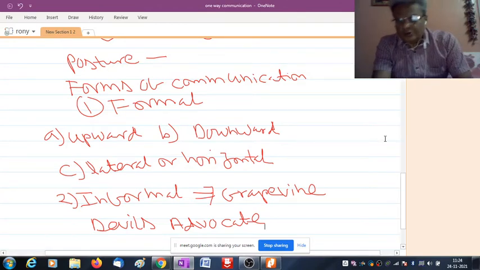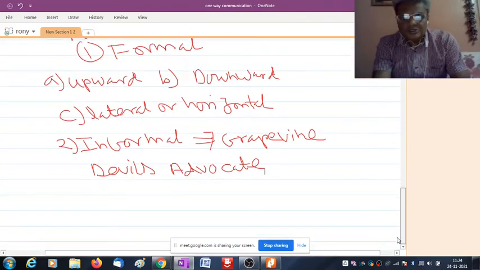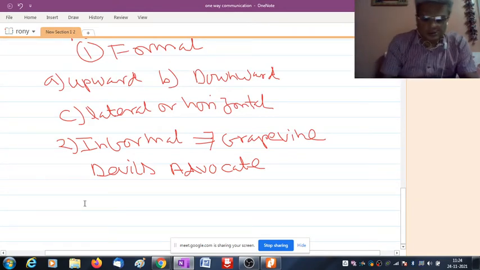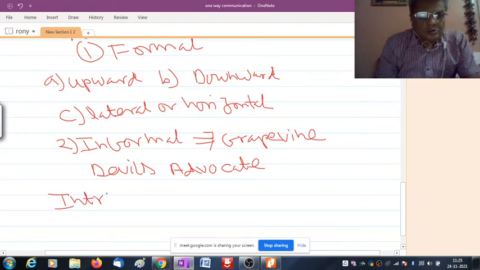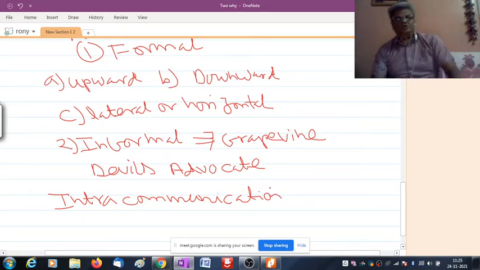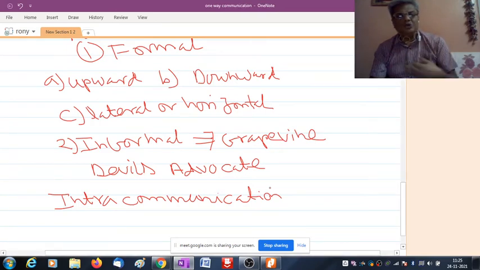So this is about informal communication. Then comes intra communication. What is this intra communication? Means you are murmuring, mumbling something within your mind. Something is going on inside your mind.